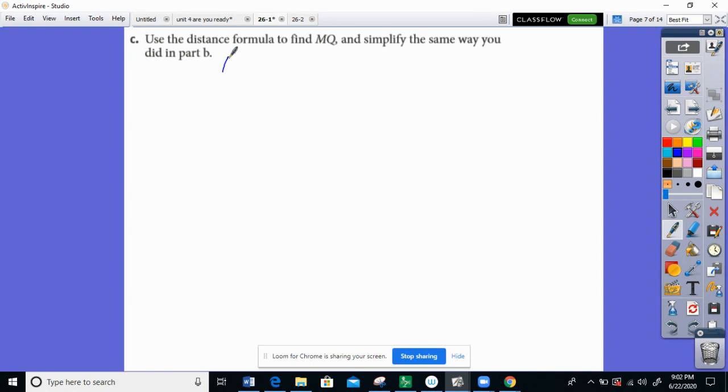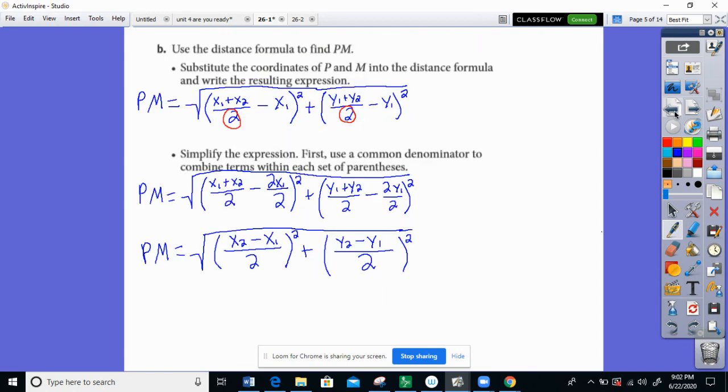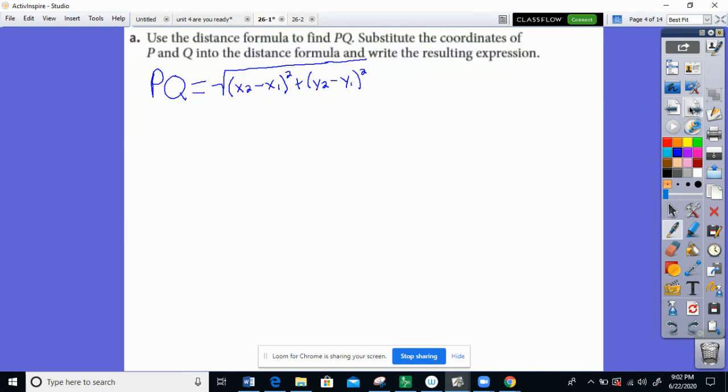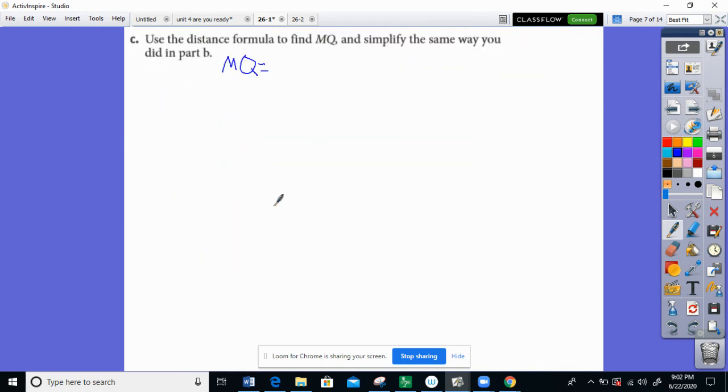This time we're going to get that the length of segment MQ, remember point Q is the x2, y2. So we're going to do this a little bit differently. This time we're going to plug in the x2 first and then the x1 plus x2 divided by 2 second, and then y2 minus the y value for the midpoint. So we're going to plug that right on into the distance formula.